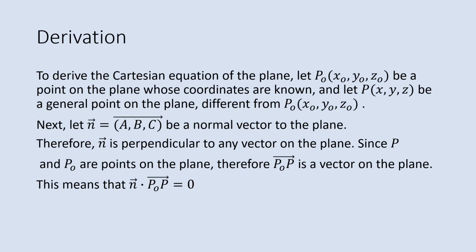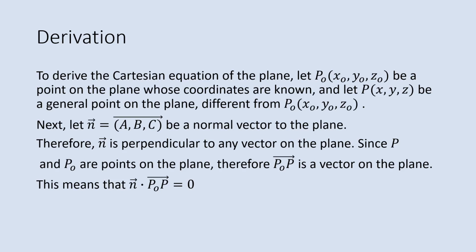We're going to let P naught, which is x naught, y naught, z naught, be a point on the plane whose coordinates are known. And we're going to let P, x, y, z be a general point on the plane that's different from P naught. Next, we're going to let n, which is ABC, be a normal vector to the plane, meaning that n is perpendicular to any vector on the plane.